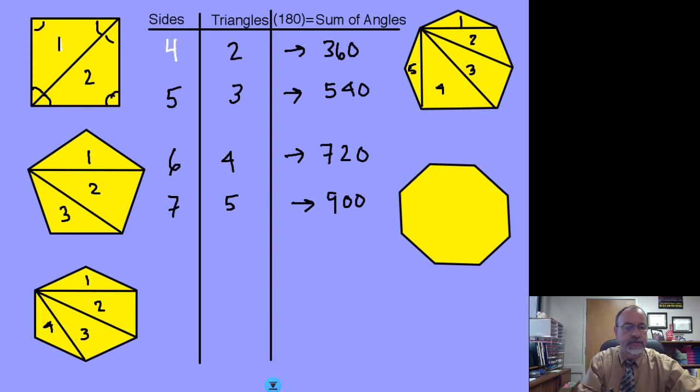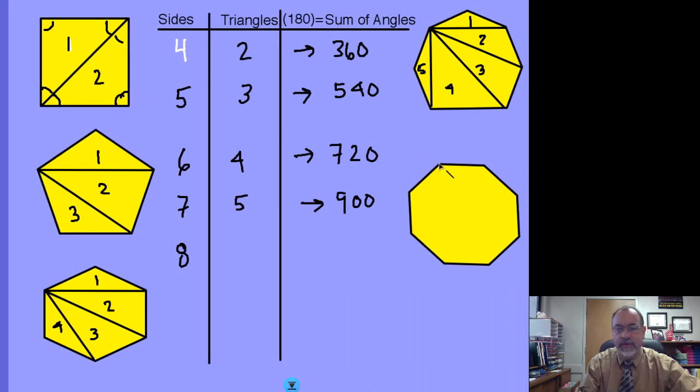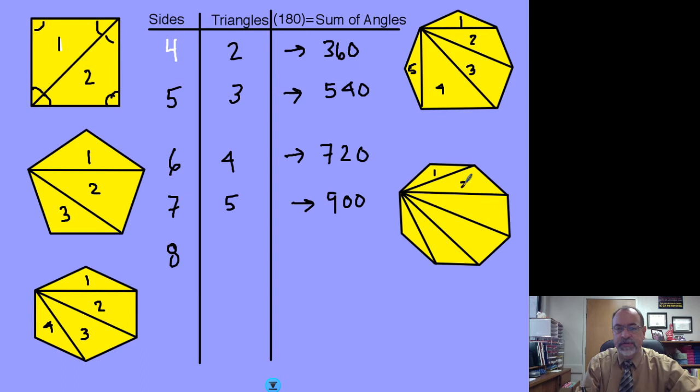Okay, so let's do the 8-sided figures. So now if I have 8 sides and I draw the diagonals, okay, let's choose this one here. So there's one diagonal, go from here to here, here, here, here, here. So then how many triangles do we have? 1, 2, 3, 4, 5, 6. So there's 6 triangles. So what does that add up to?